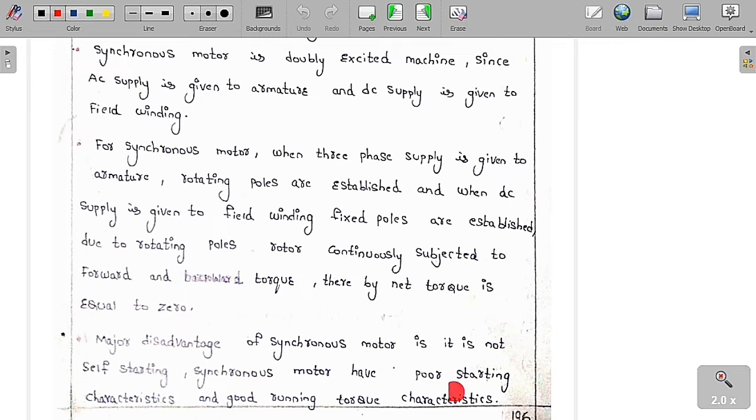Synchronous motor has poor starting characteristics and good running torque characteristics. The characteristics here means the graph between the torque and the speed. So always the synchronous motor has poor starting characteristics but good running characteristics. This is a very important part that you always need to understand. The major disadvantage of synchronous motor is that it is not a self-starting motor, and it has very poor starting characteristics but good running characteristics.